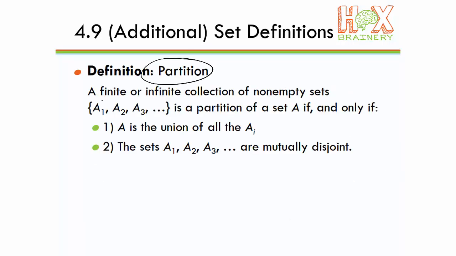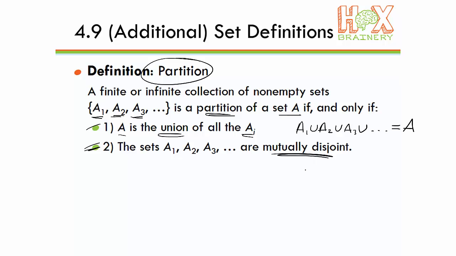Definition for partition. A finite or infinite collection of non-empty sets, A sub 1, A sub 2, A sub 3, and so on, is called a partition of set A if and only if these two conditions are met. One, A is the union of all the A sub i's. In other words, A sub 1 union A sub 2 union A sub 3 union and so on is equal to just set A. And two, the second condition is that the sets A sub 1, A sub 2, A sub 3 are mutually disjoint, which we just went over.